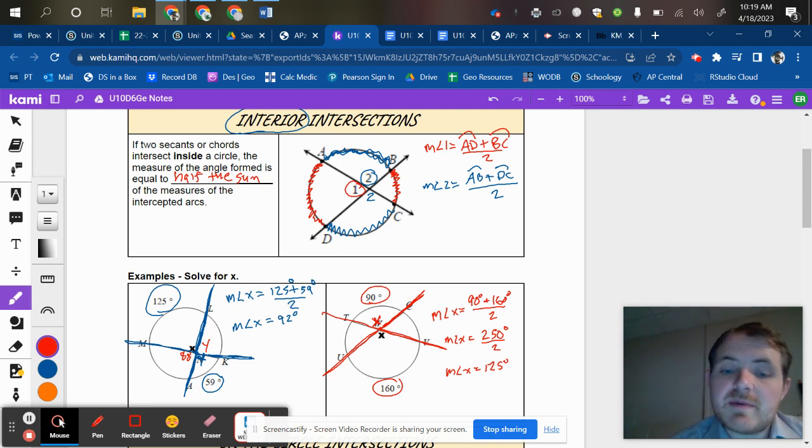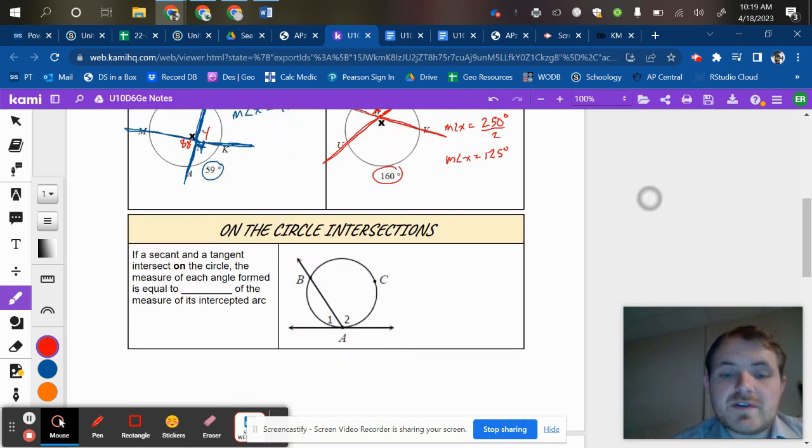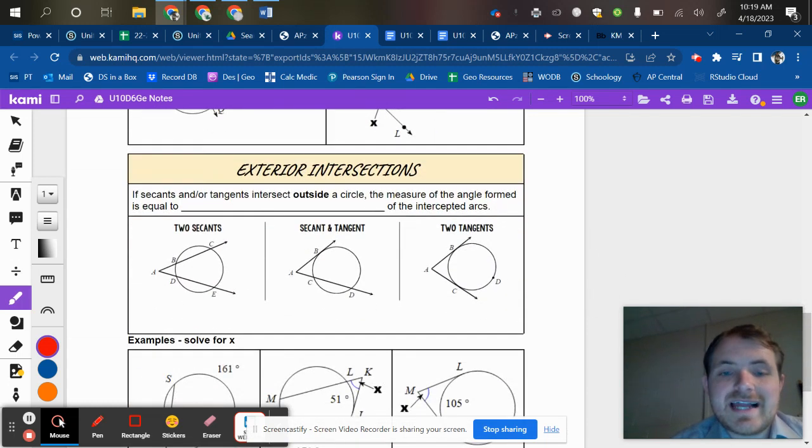There'll be some more videos coming about when we have an intersection on the circle and the intersection outside the circle as well.